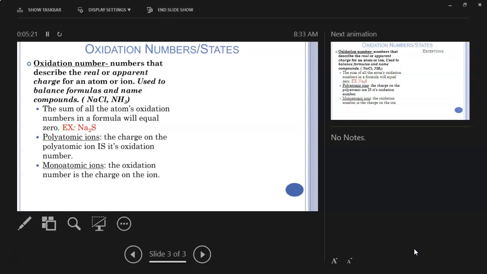Now, a few exceptions to these rules right here. Just a few, not a lot. So, some exceptions to our oxidation rules.